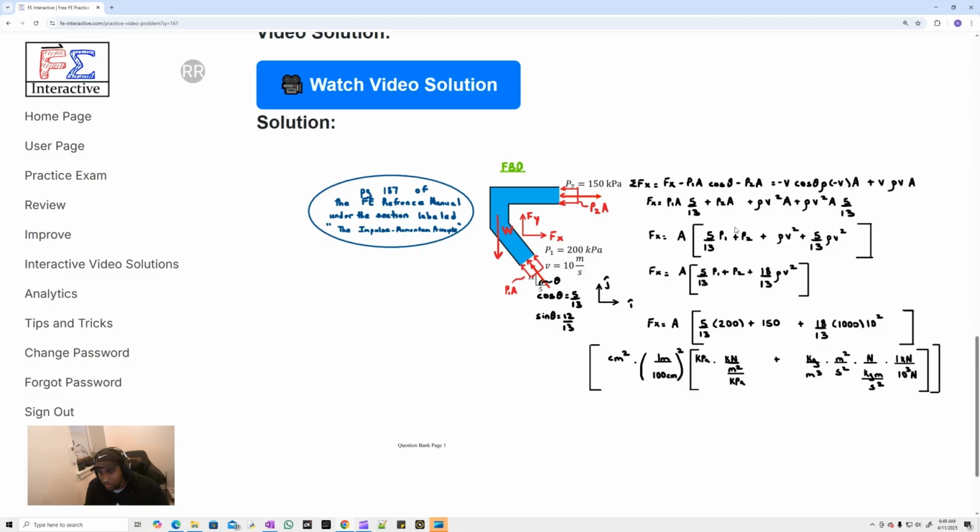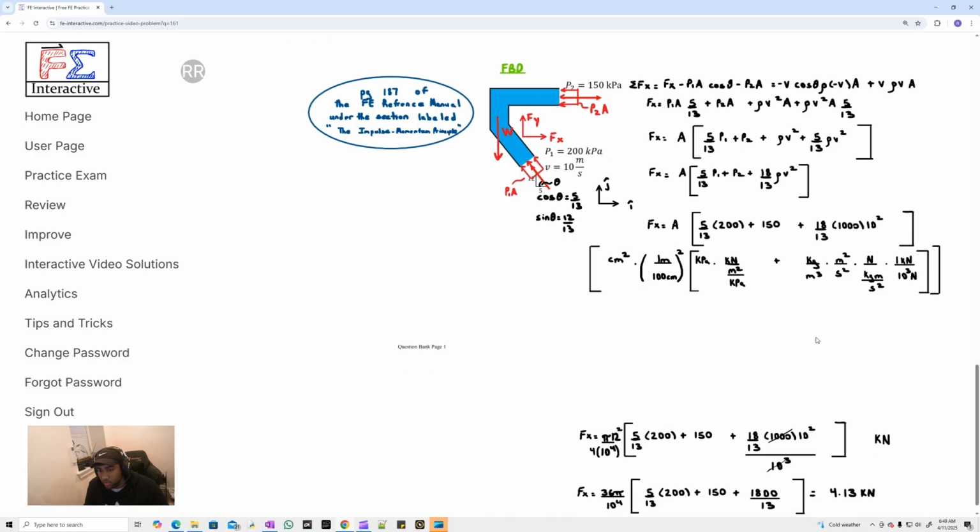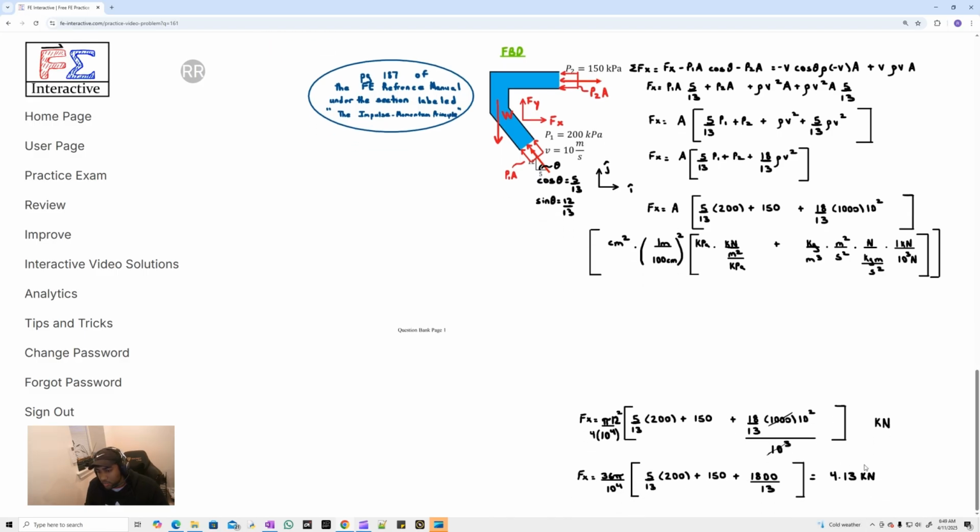So we went ahead and simplified that, plugged in some of our knowns. We can see in the denominator here, there was a 10 to the third term on this rho v squared term. That's to bring everything to kilonewtons. And we got our final answer that was 4.13 kilonewtons.